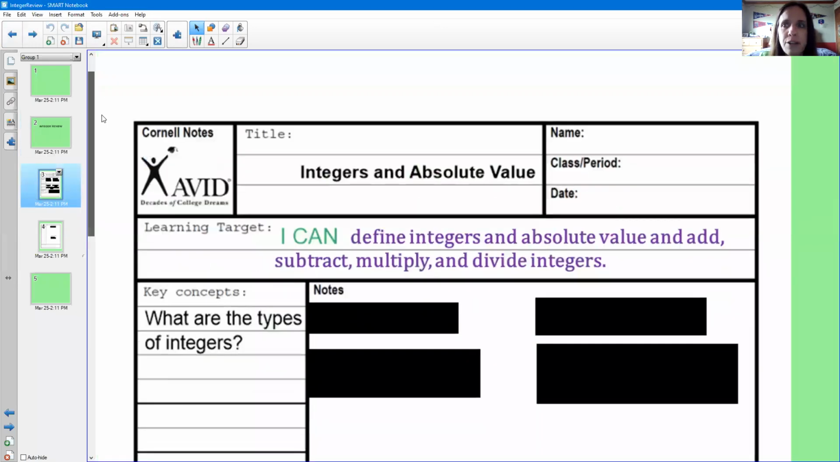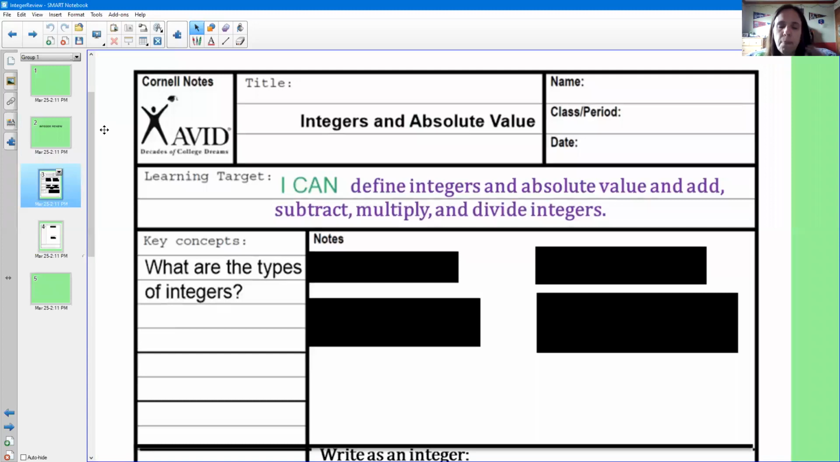Here is the notes page that I sent to you. So you can fill in the learning target if it's not already filled in. This is a review. We did this unit together in the fall. So you're going to be able to, again, define integers for me, define and use absolute value, and add, subtract, multiply, and divide integers. What are the types of integers?